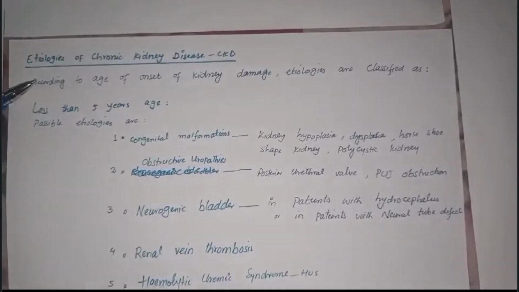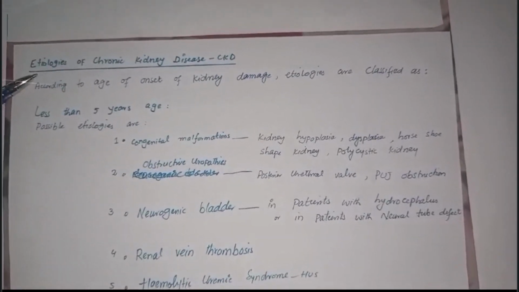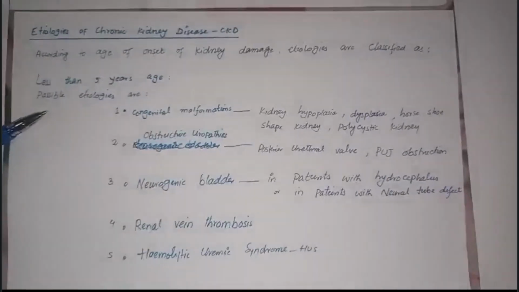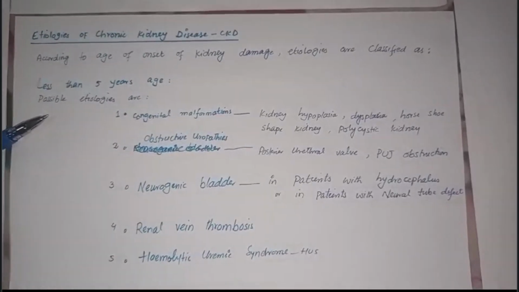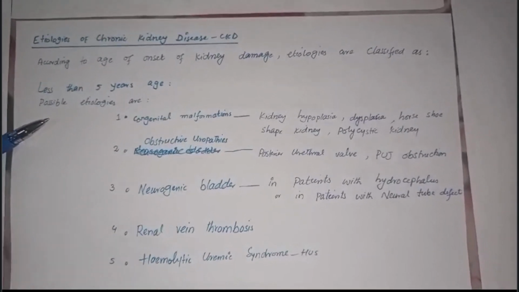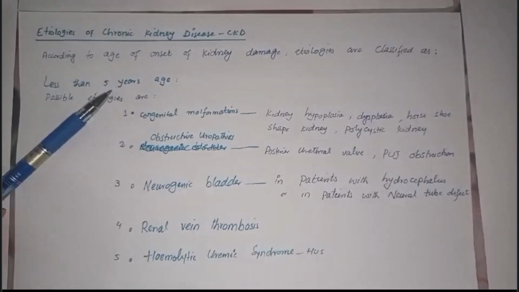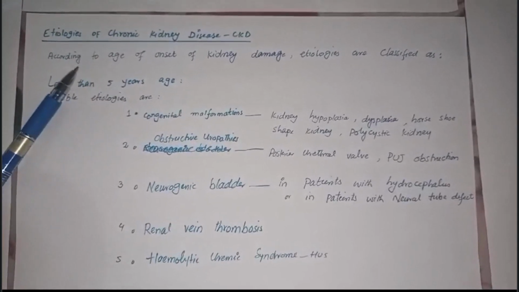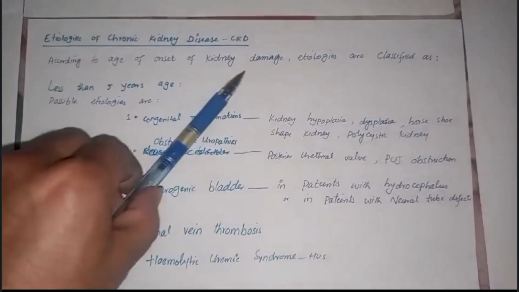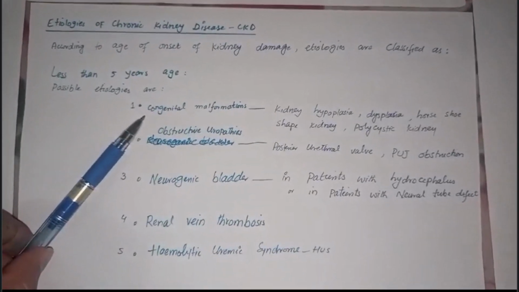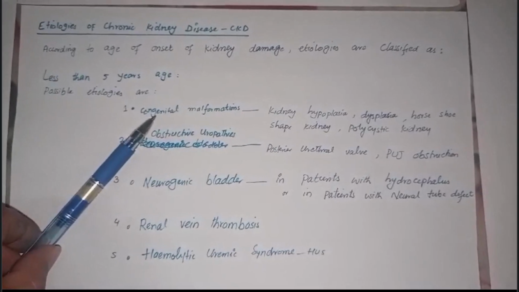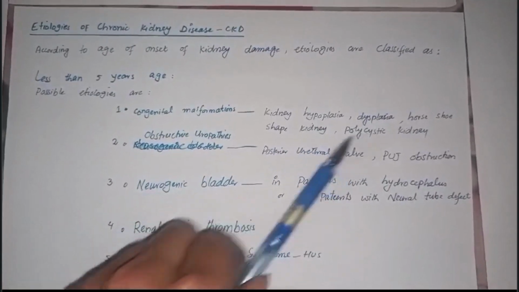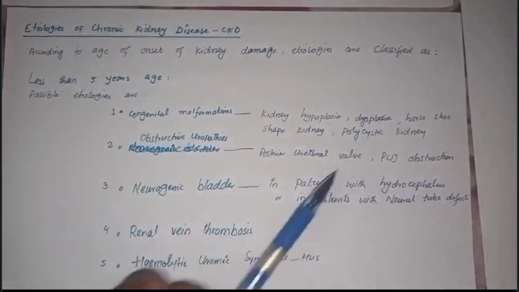This slide is about the possible etiologies of chronic kidney disease. There are multiple causes of chronic kidney disease, but I have divided them according to the age of the patient. In patients less than 5 years of age, the possible etiologies are, this age is according to the age of onset of kidney damage, congenital malformations of the kidney like kidney hypoplasia, dysplasia, horseshoe-shaped kidney, and polycystic kidney.